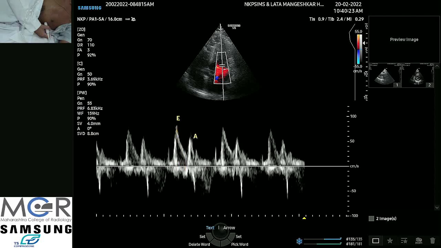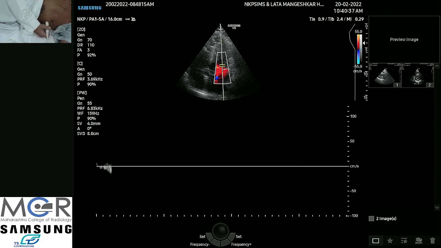So in normal location, E should be taller than the A wave. If this is reversed, then this may be suggestive of diastolic dysfunction. And you can see a very smooth flow, so there are no turbulences in this.